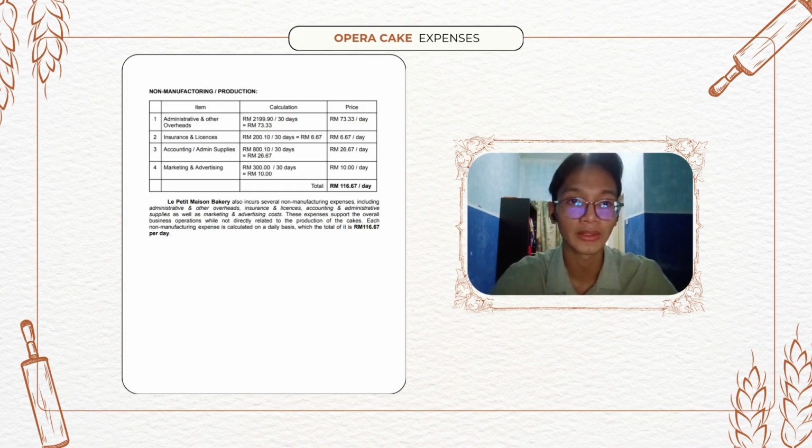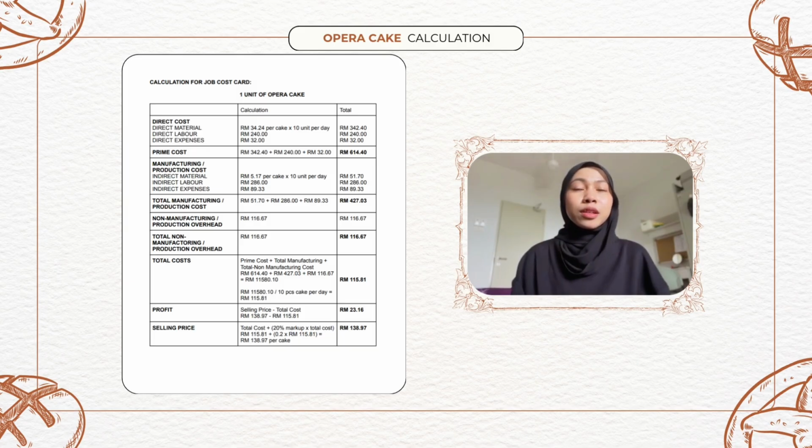So next we're going to go through the calculation for job costing for 1 unit of opera cake. The first is direct cost, direct materials. Our direct material is 34 ringgit 34 cents per cake.